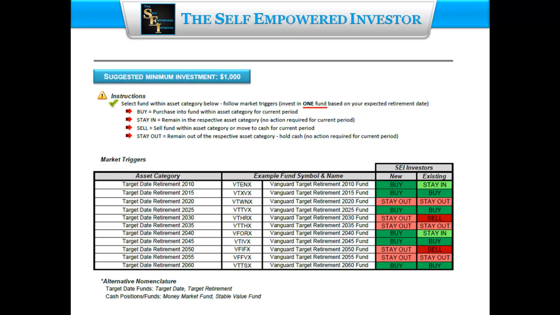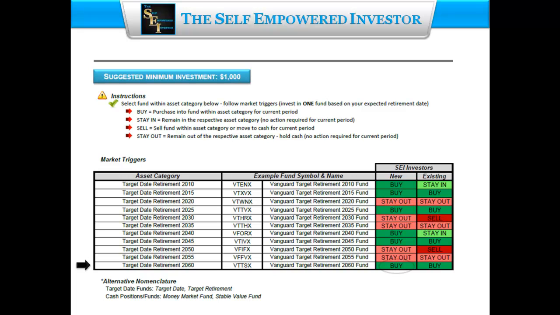Quick note, if you're a new SEI customer and this is your first newsletter, you'll follow the trigger under the new SEI investor column for this month only. All future months, you'll follow the trigger under the existing SEI investor column. Okay, locate the funds you're invested in and follow the respective trigger. We'll use target date 2060 as an example here.